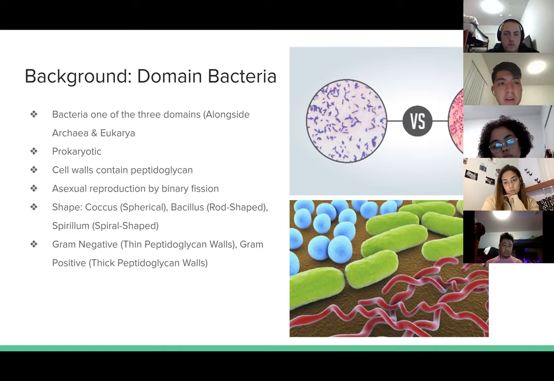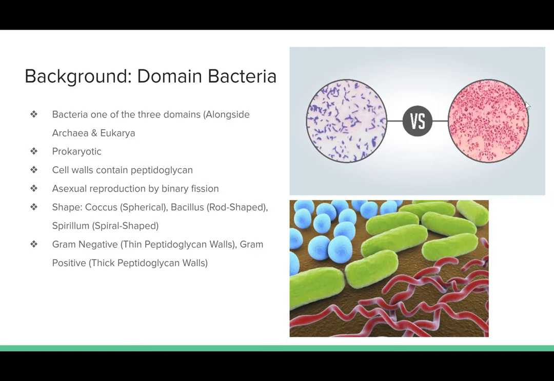There are three general shapes that bacteria can come in. Cocci, or coccus, which is spherical, like the blue cocci in the picture in the right corner. There's bacillus, which is rod shaped, which is the green shapes right here. And then there's spirillum, which is spiral shaped, which is the red bacteria.